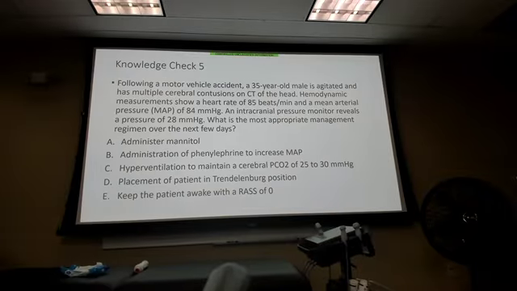Alright, following an MVC, a 35-year-old male is agitated, multiple cerebral contusions, heart rate is 85, the MAP is 84, intracranial pressure is 28. What's the most appropriate management regimen over the next few days? What do you guys think? Who thinks A? Who thinks B? B? C? D? E? Okay, let's talk about it.